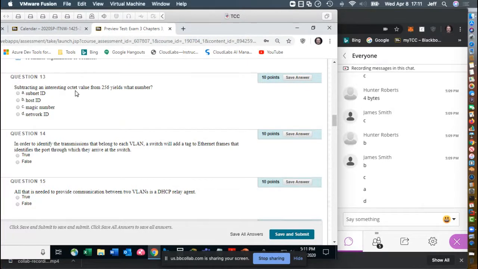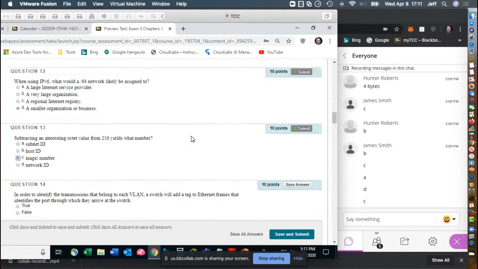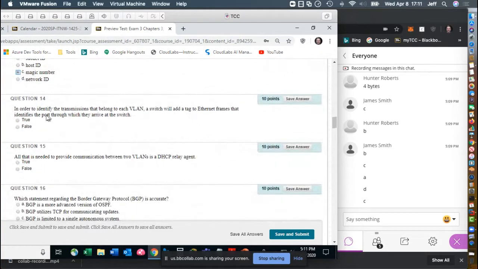Subtracting an interesting octet value from 256 yields what number? C, right? It's the only one that says number in it too. It's pretty simple on that aspect. But yeah, it's the magic number. So, all right, in order to identify the transmissions that belong to each VLAN, a switch will add a tag to Ethernet frames that identifies the port through which they arrive at the switch.